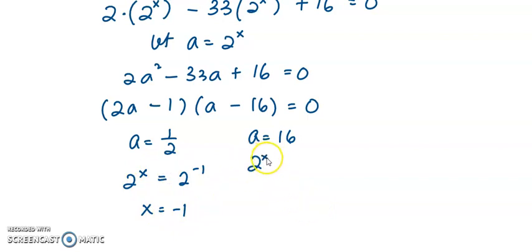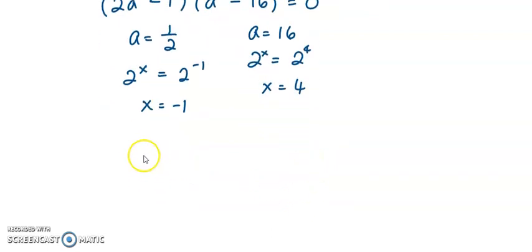And for the other answer, for a equals to 16, I will put back the a as the 2 power of x. And the 16, I change it into the base of 2, where this is a 2 power of 4. Then finally, I got my x equals to 4 by comparing the power at both sides. Finally, I would need to write down my answers. That is x equals to negative 1 and x equals to 4.